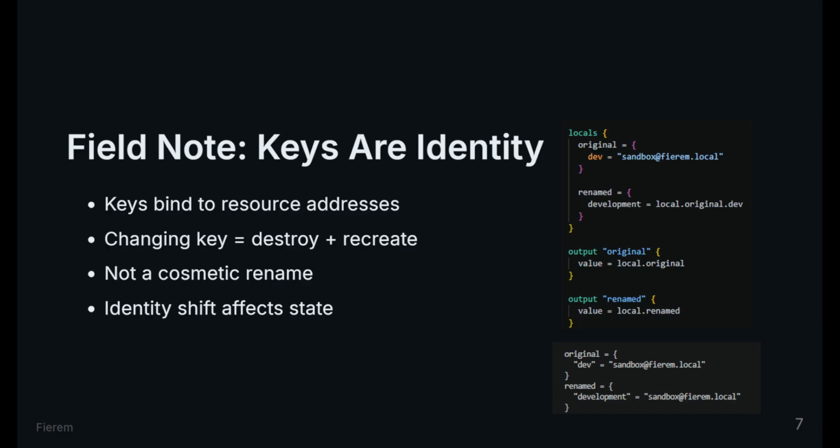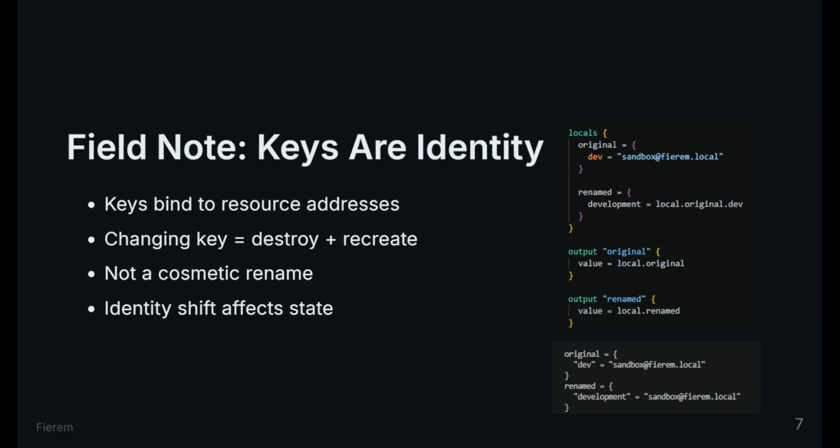The highest risk mistake is treating a map key like a cosmetic label. In Terraform, keys used by for_each become part of the resource address in state. The mechanism is address binding between the map key and the tracked instance. The outcome is that changing a key can cause Terraform to destroy one instance and create another, even if the underlying value stayed the same.